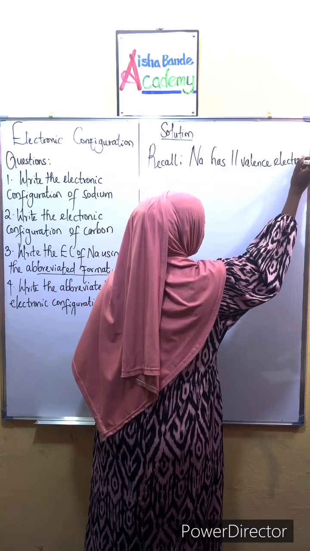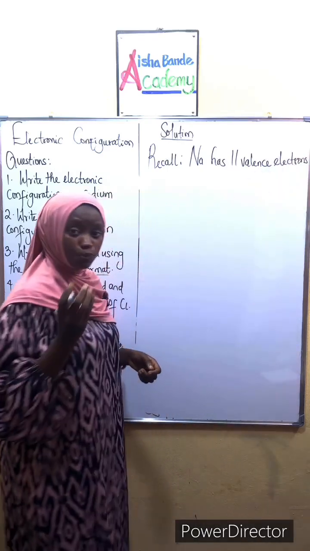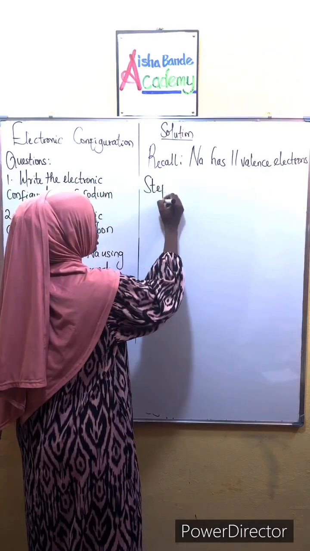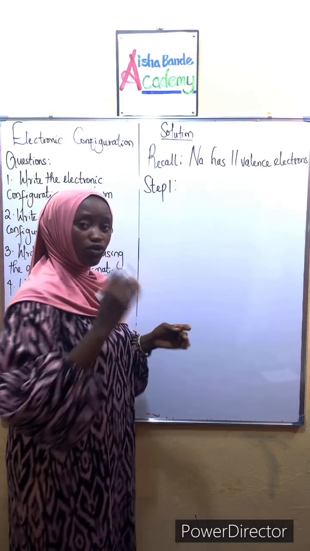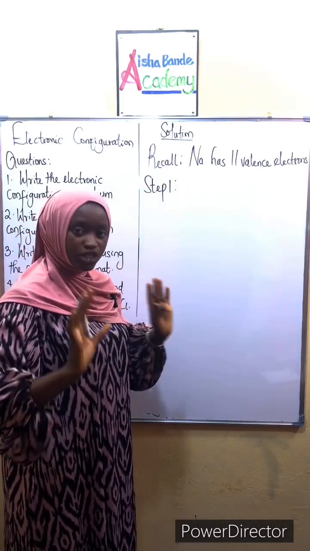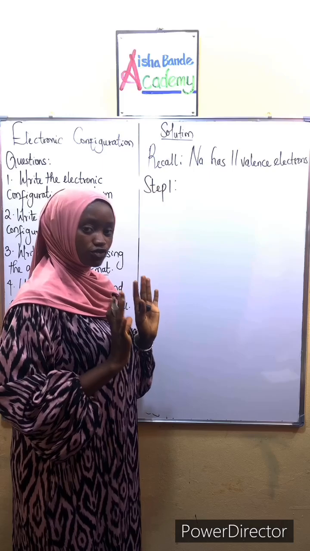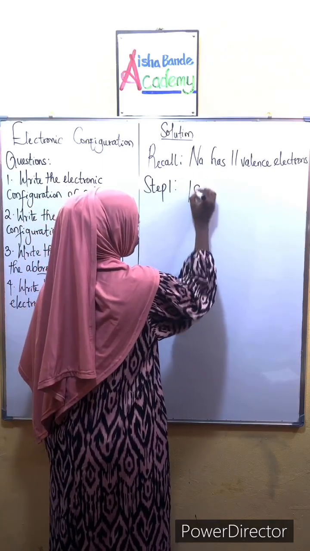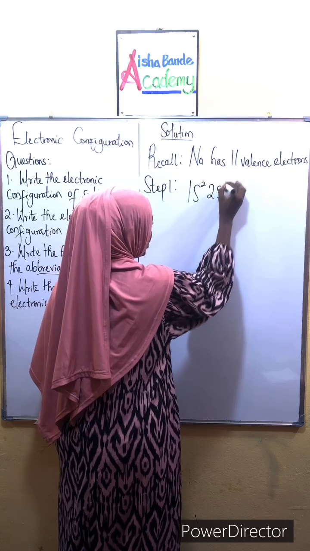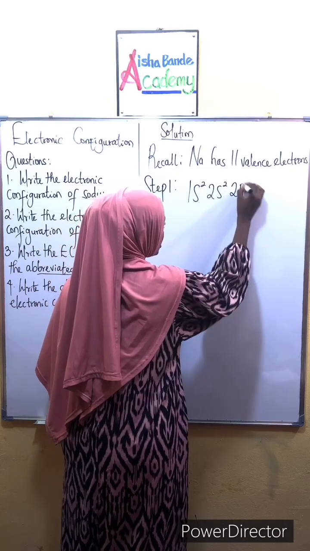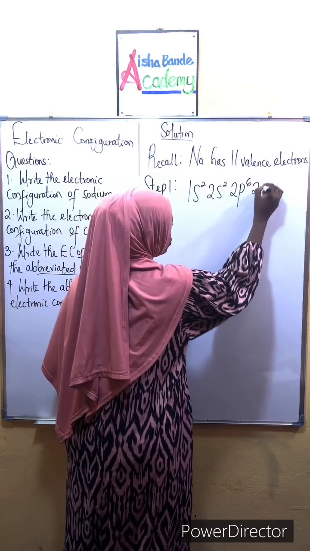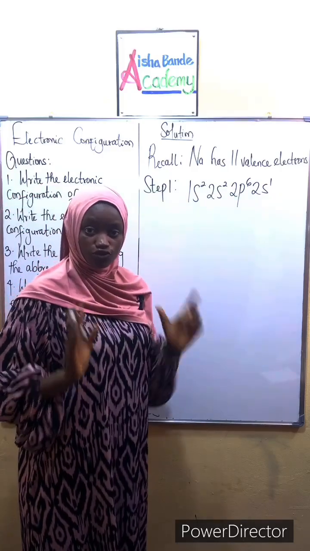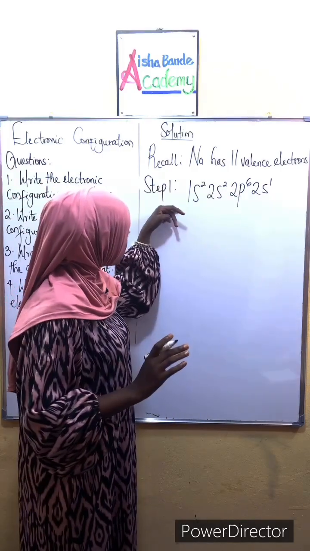So for us to write the abbreviated format for sodium, let's take this step by step. Step one is for us to write the electronic configuration of sodium. And we know that the electronic configuration of sodium is 1s2, 2s2, 2p6, and 3s1, right? So this is the normal electronic configuration of sodium.